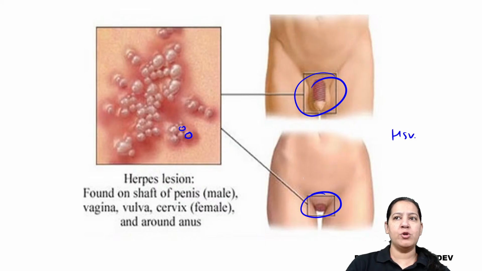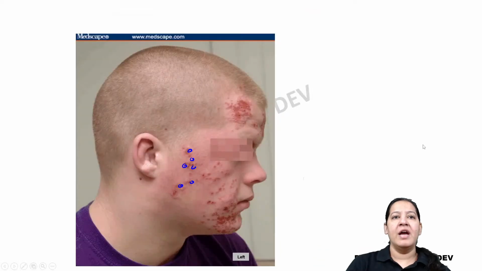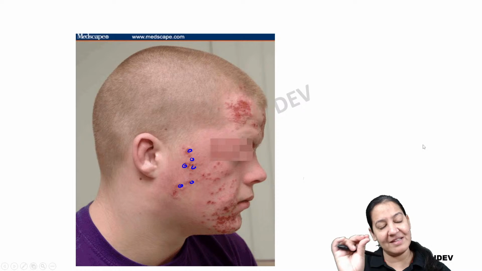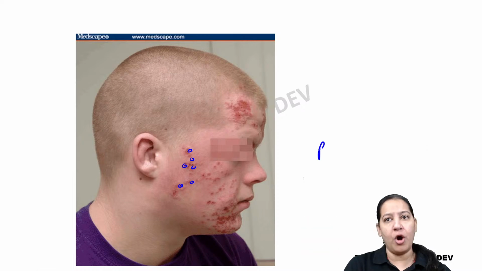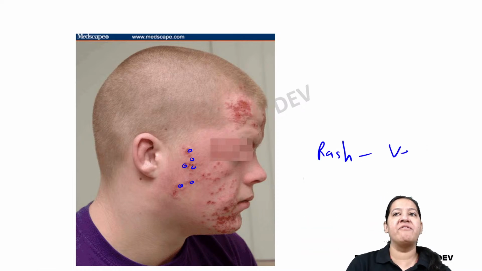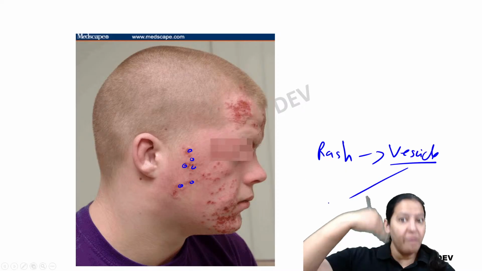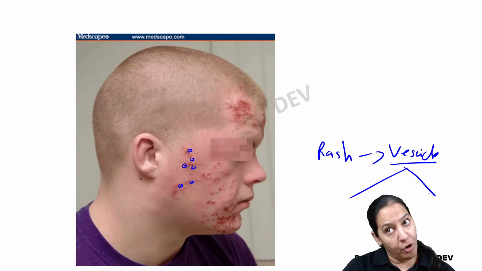So this one is HSV2 because it is on the genital, below waist. Here it is above waist. So vesicle is in both. The rash is in the form of vesicle formation, so vesicle formation occurs in both. But if it is above waist, it is HSV1. If it is below waist, it is HSV2.